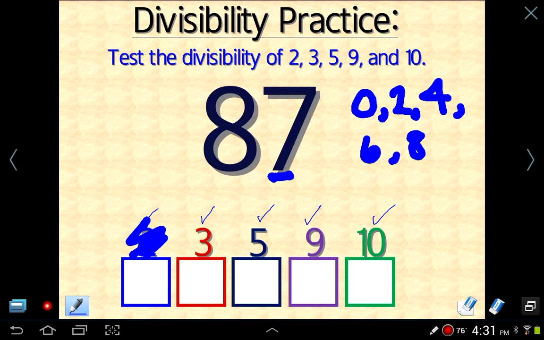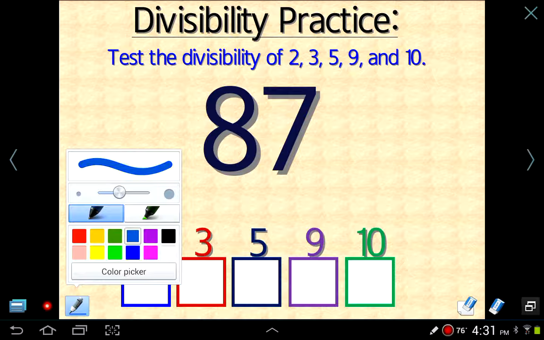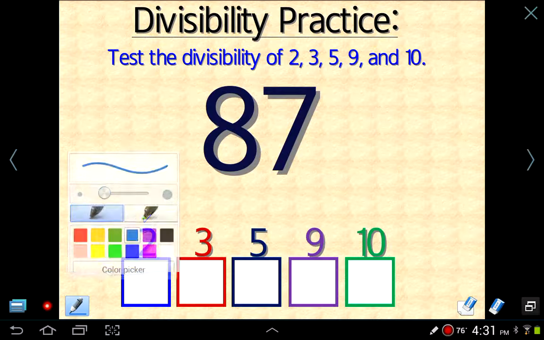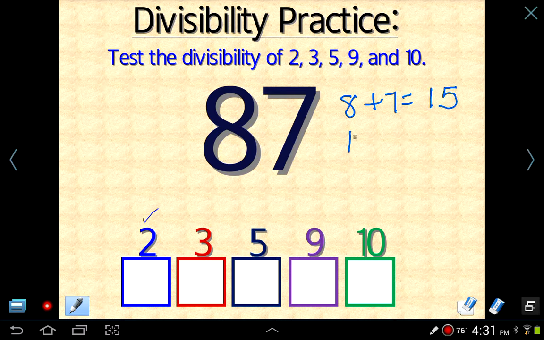All right, now let's move on to 3. Does 3 go into 87? The rule for 3 is kind of cool. You have to add up the digits. 8 plus 7 is 15. Does 15 divide by 3 evenly? You bet it does. Therefore, 3 divides into 87 evenly.